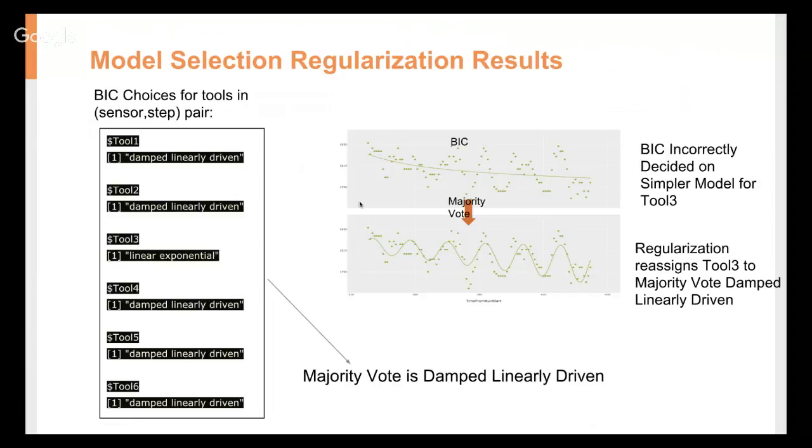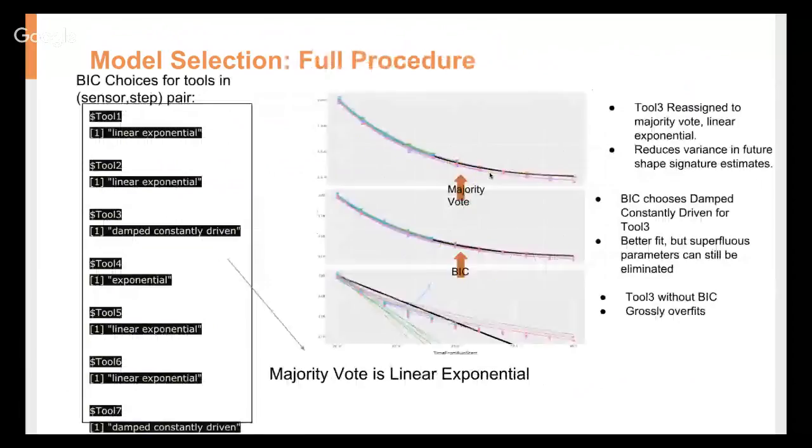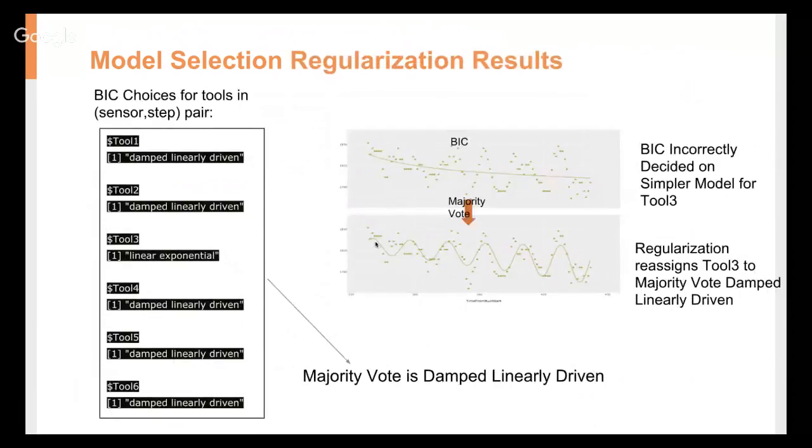And so when we do this, it actually ends up going back to the example I gave before. It actually fixes the problem. So before, with BIC, it chose the exponential thing. But then when you impose the majority vote, you end up seeing the following. I show here explicitly what BIC decided for each tool, and we see that for all tools except for tool 3, BIC decided damped linearly driven oscillator was the best model. So damped linearly driven is clearly the majority vote. So we then reset tool 3 to the majority vote, and we see that it's able to do a good job of fitting the data. Fits the data in the way we would like it to.